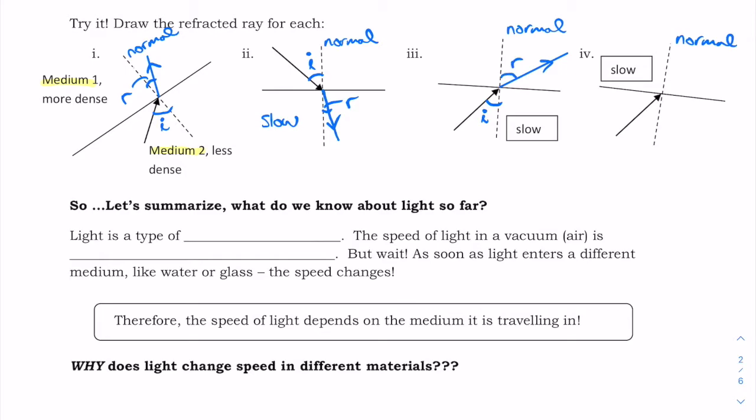And lastly, we have an incident ray of light that is traveling into a slower material. In other words, once again, a denser material. So here's our incident angle. And because we're going from a faster to a slower material, light will bend towards the normal. Okay, so let's summarize.